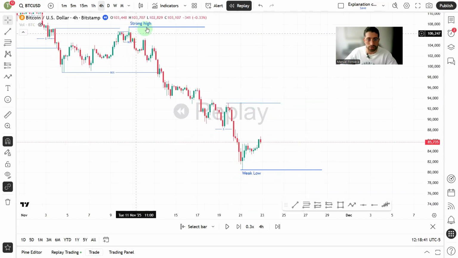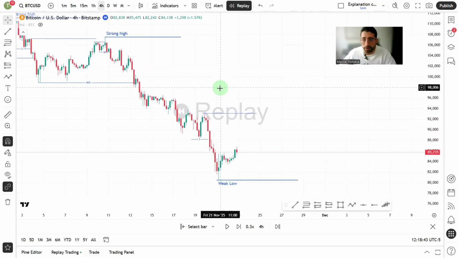update this strong high. And also remember that we are in a 4-hour time frame, which means it's a very big time frame. Probably in lower time frames, 50 minutes, 1 hour, 5 minutes, definitely you will see their range endings, but in that time frame, right?